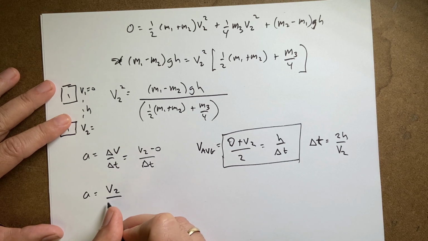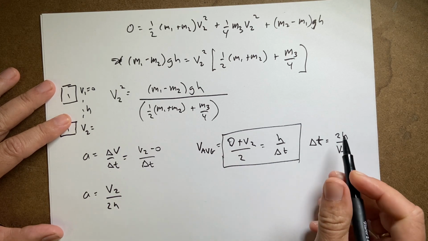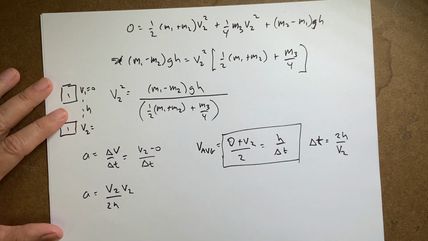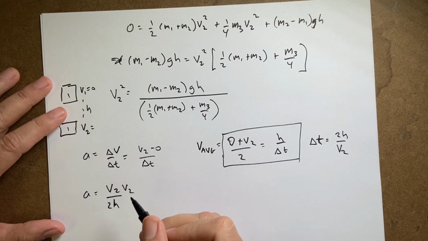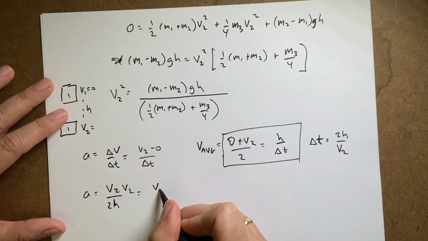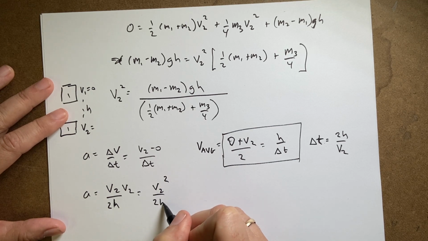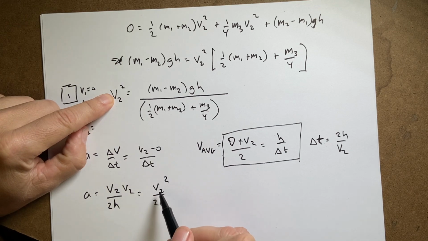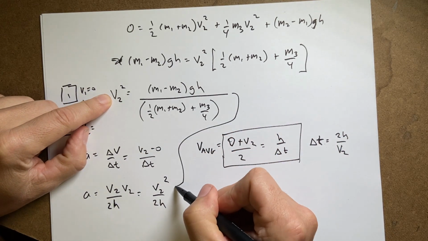delta t, which is going to be v2 times 2h. Aha! You see, I was thinking ahead. Actually, I've just been doing a lot of physics problems. So it's going to be v2 squared over 2h. So now all I have to do is put in my expression for v2 right there.